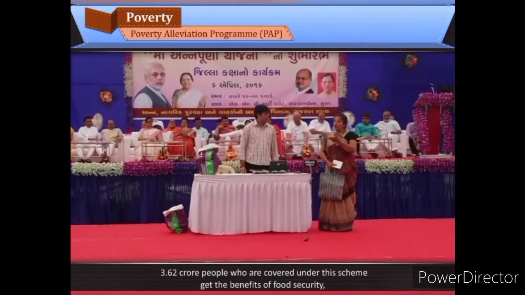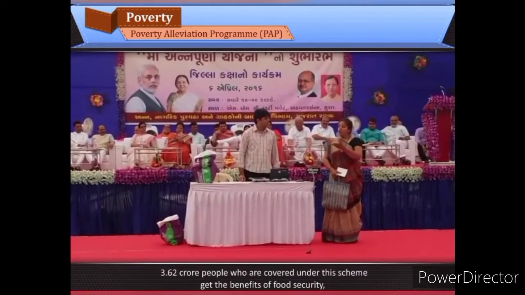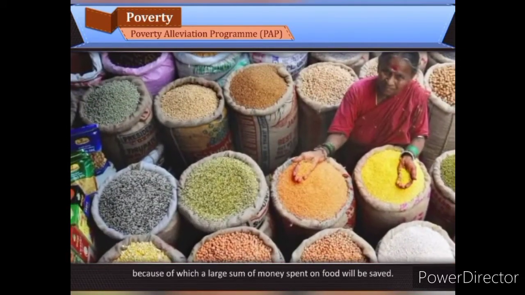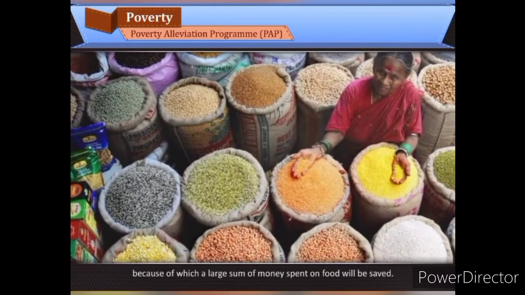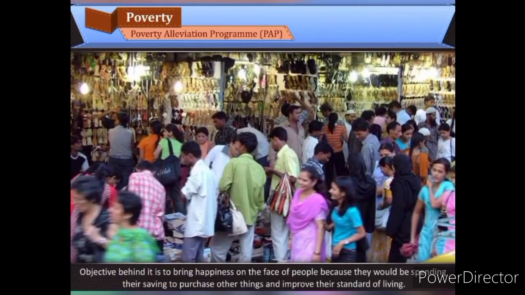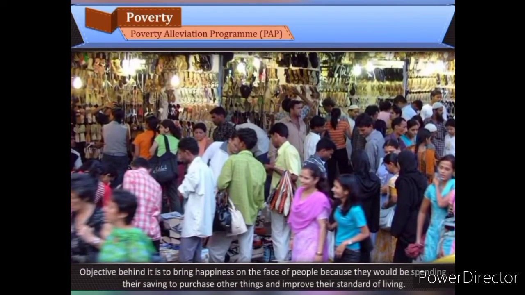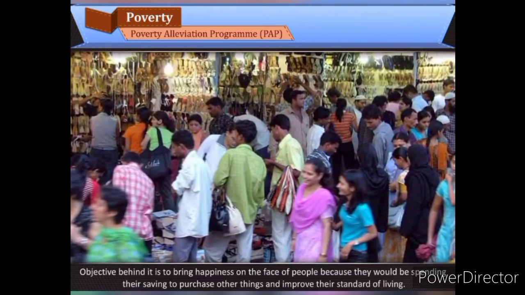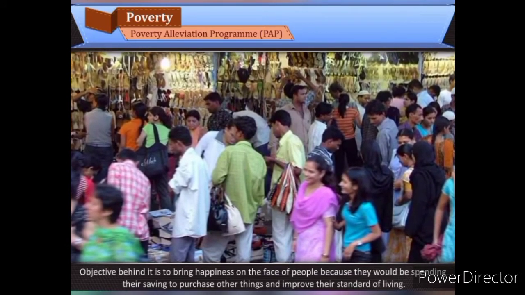3.62 crore people who are covered under this scheme get the benefits of food security, because of which a large sum of money spent on food will be saved. Objective behind it is to bring happiness on the face of people, because they would be spending their saving to purchase other things and improve their standard of living.